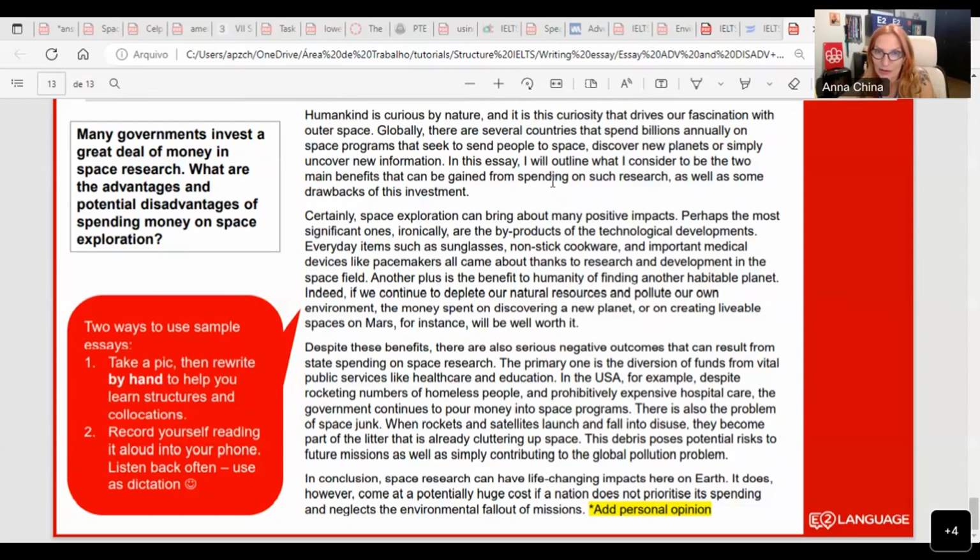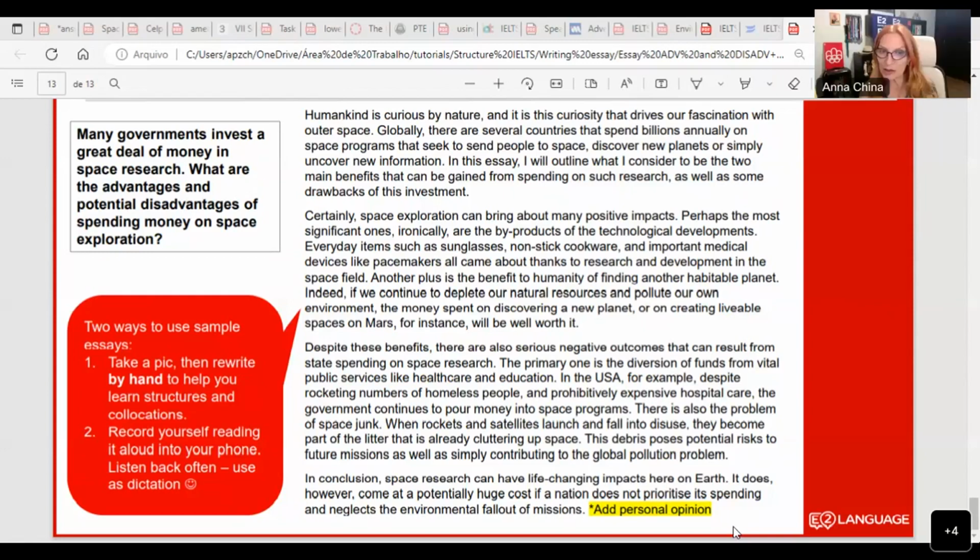Now, when it comes to the conclusion, if we look at the introduction in this essay: I will outline what I consider to be two main benefits that can be gained from spending on such research, as well as some drawbacks of this investment. In the body paragraphs here, it would be quite hard to bring in a position because once again, you're discussing advantages and disadvantages, but in the conclusion, you can definitely restate. Where would you add the writer's position here in this conclusion? It can be the beginning of the conclusion, I believe.